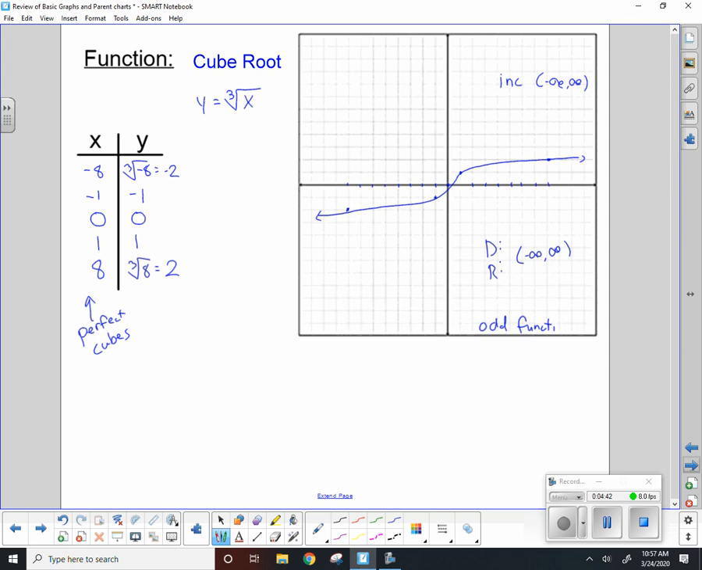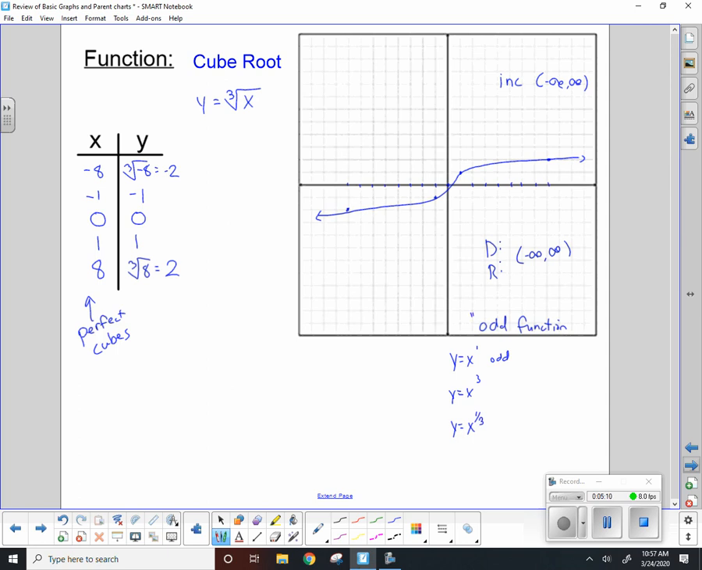Notice that all the powers of x were odd in our odd functions before. So like y equals x to the first, the identity, that was odd. Y equals x cubed, that's an odd number. That was an odd function, symmetric to the origin. Now here, y equals the cube root of x. That would be like x to the 1/3, which isn't exactly an odd number.